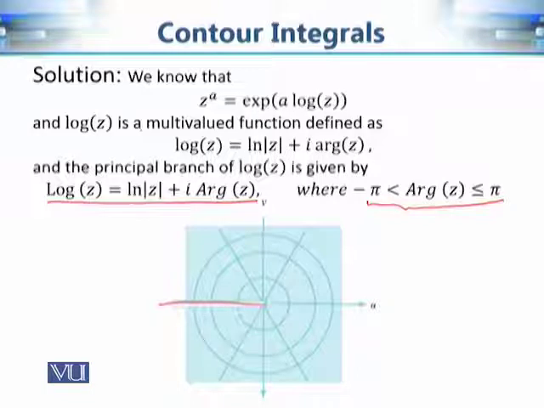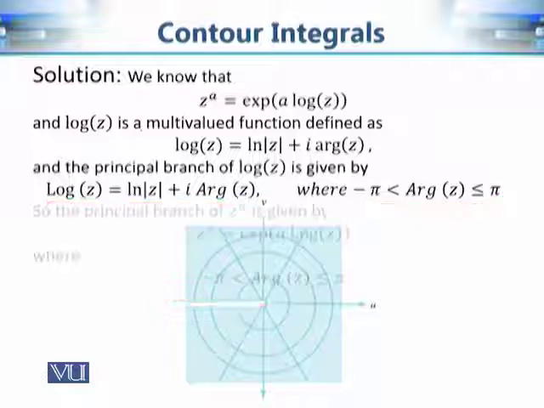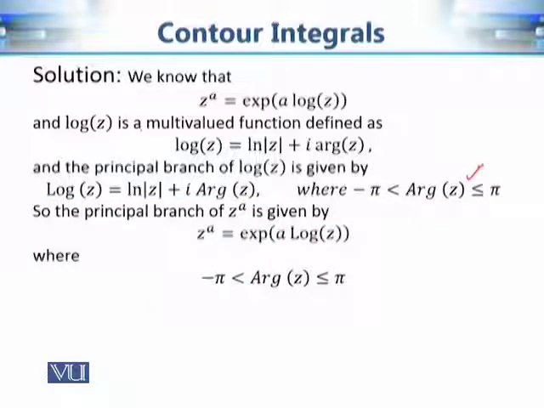Now once again we can say that we have created a situation where the contour passes through the branch cut, and in some cases it is very much unavoidable that the contour passes through a branch cut, but in this case it's a simple example and we have created a scenario where the branch cut passes through the contour. Now if we take this principal value of logarithm, then the principal value of this exponential function becomes e raised to power a times principal logarithm of z, and of course this principal log varies between minus pi and pi, and this gives us the principal branch of this exponential function.